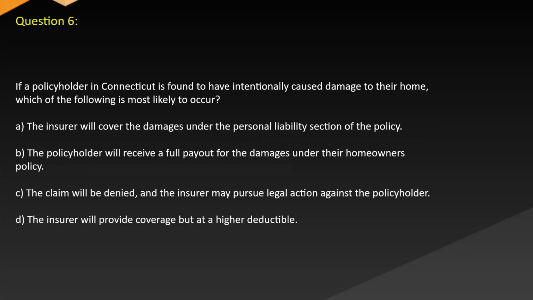Question 6. If a policyholder in Connecticut is found to have intentionally caused damage to their home, which of the following is most likely to occur? A. The insurer will cover the damages under the personal liability section of the policy. B. The policyholder will receive a full payout for the damages under their homeowner's policy. C. The claim will be denied and the insurer may pursue legal action against the policyholder. D. The insurer will provide coverage but at a higher deductible.